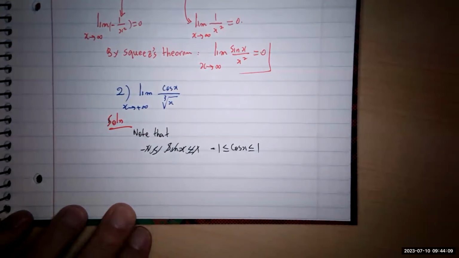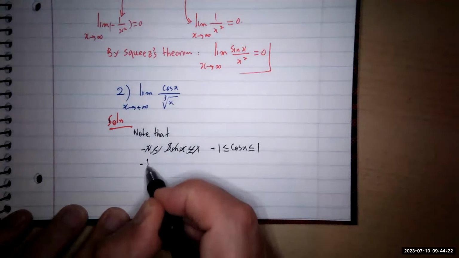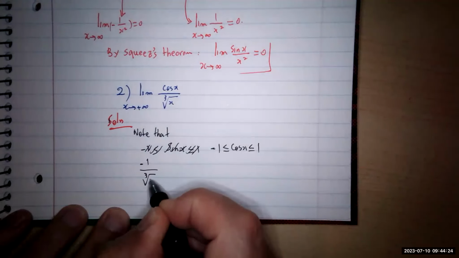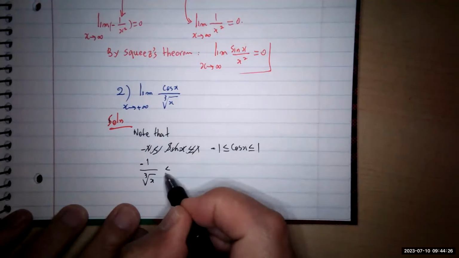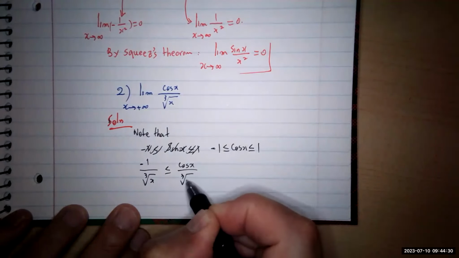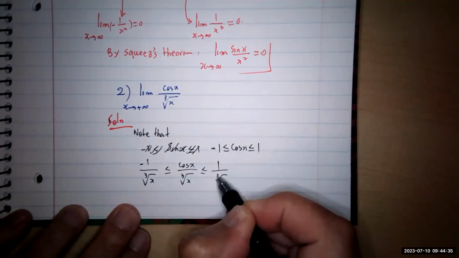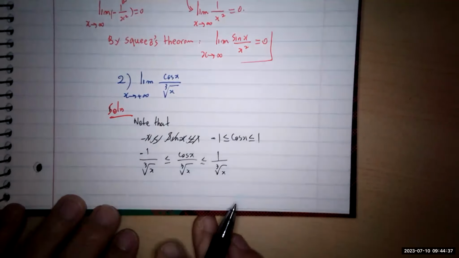But you want it to be divided by cube root of x. Divide by cube root of x, it doesn't matter, because x is not going to be 0, it goes to positive infinity. So we are going to have a -1 over cube root of x, less than or equal to the cosine x over cube root of x. And this is going to be less than or equal to 1 over cube root of x. There you are.